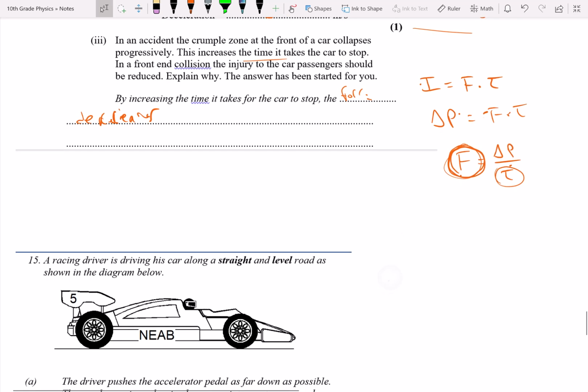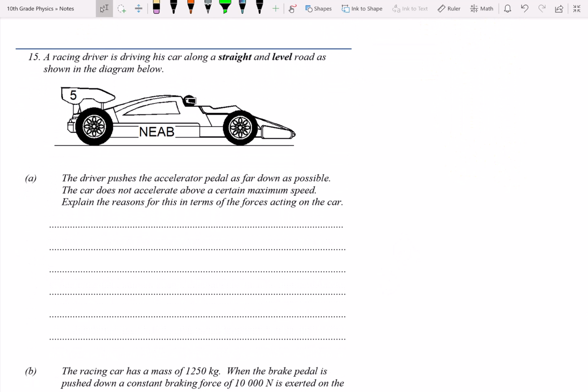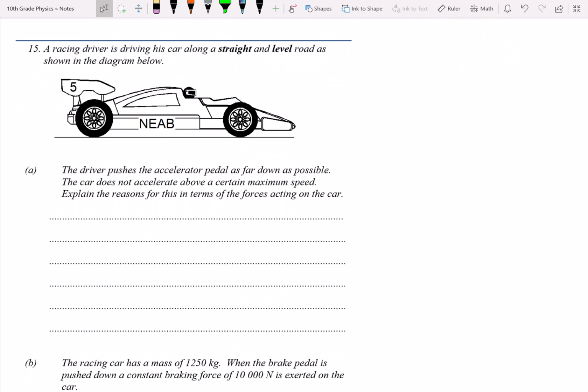All right, next one. A racing driver is in his car along a straight road, as shown in the diagram below. The driver pushes the accelerator pedal as far down as possible. The car does not accelerate above a certain maximum speed. Explain the reasons for this in terms of the forces acting on the car. He's going to accelerate and accelerate and go faster and faster, right? The accelerating means his velocity is increasing. Eventually he reaches a very fast velocity, we think.